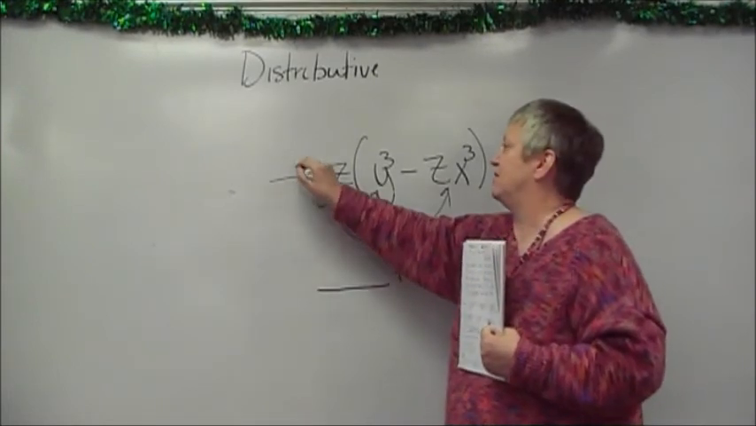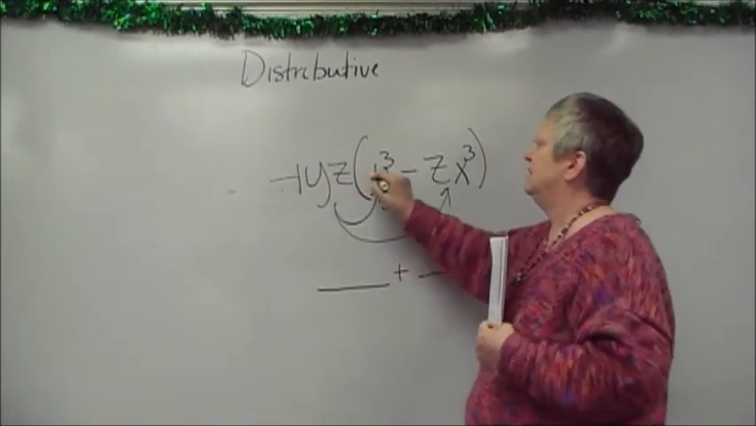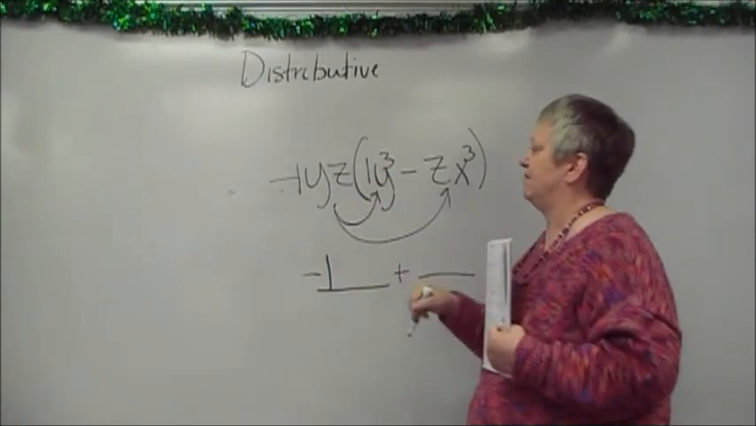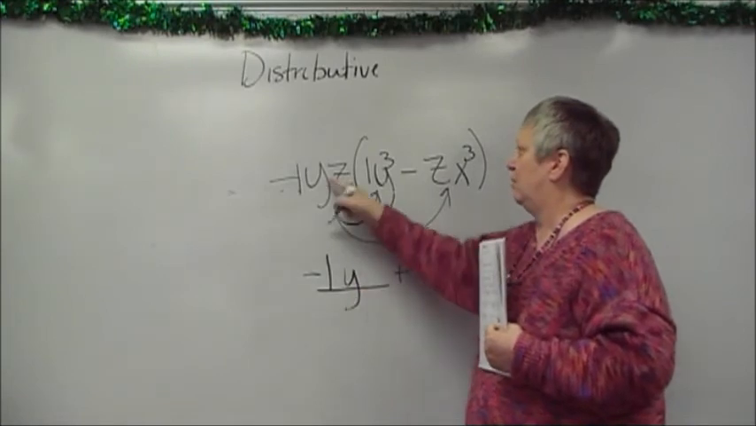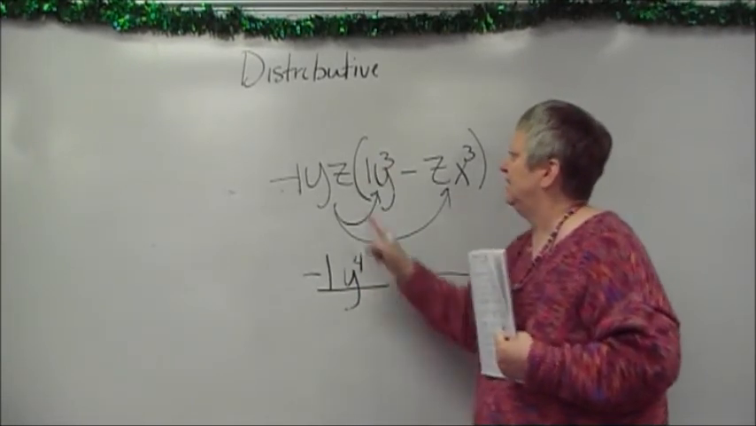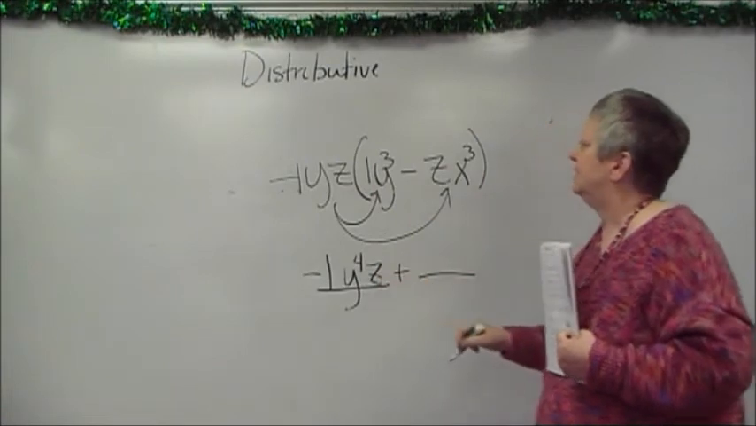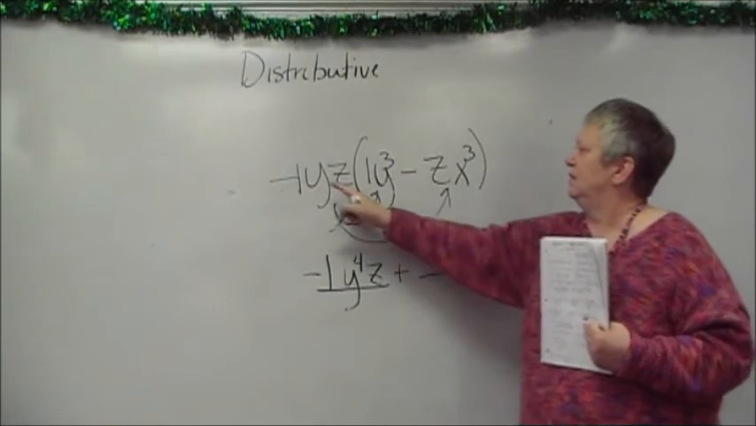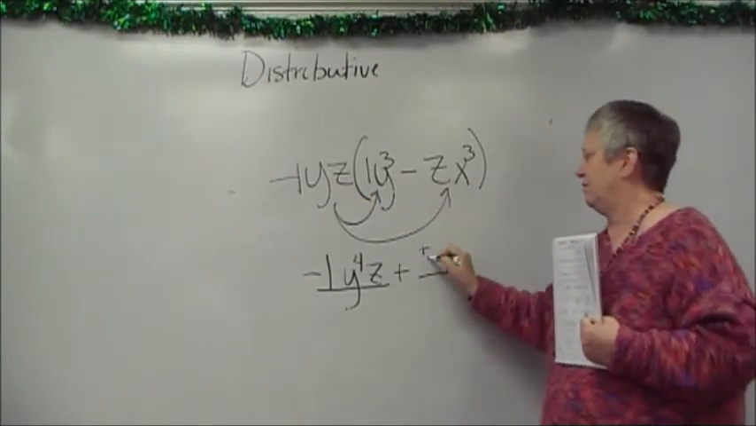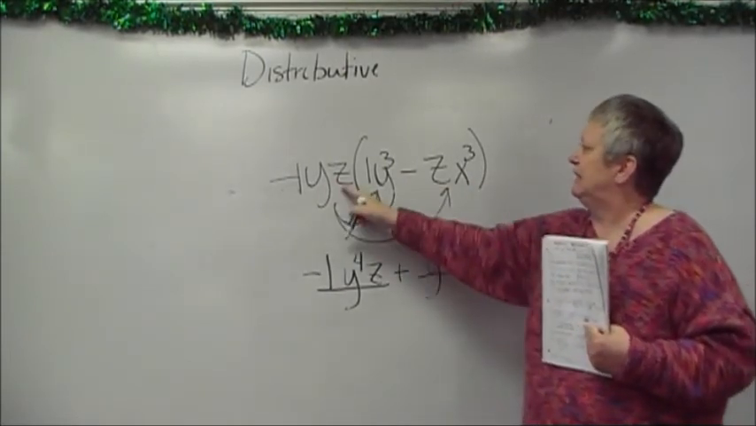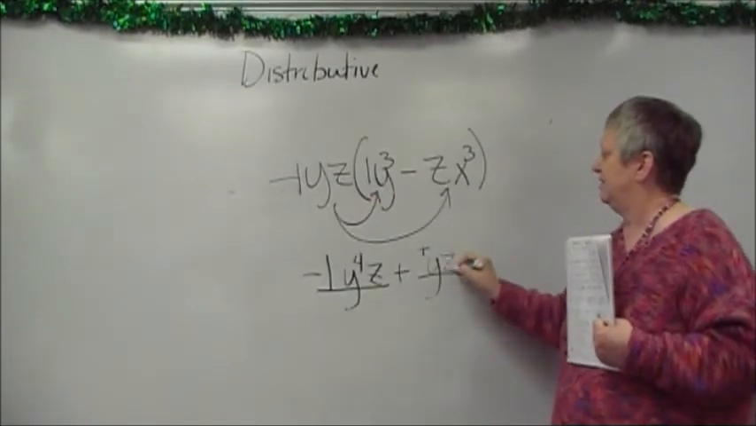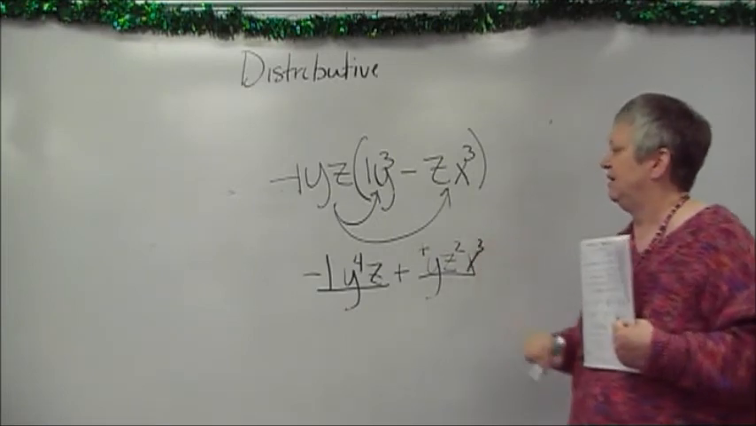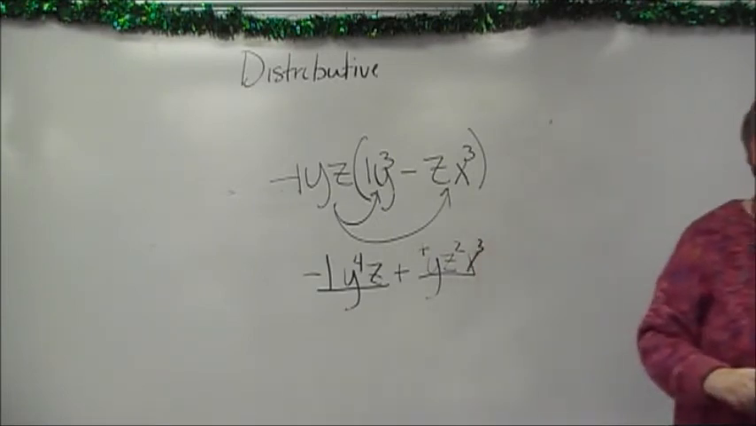Negative means, if you think about it, there's negative 1 there. So negative 1 times 1 is negative 1. Y times y^3 is 1 plus 3 is 4. And then we have a z. Over here, negative times negative makes it a positive number. Y times, don't have any other ones, so we have to just write down the y. Z times z is, you have 2 of them. And then we have an x^3. There's your final answer on that one.